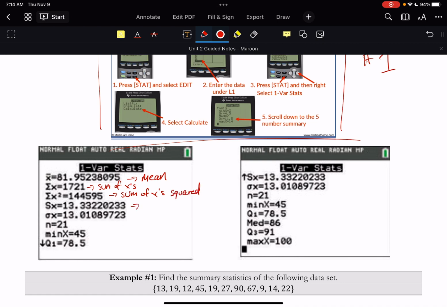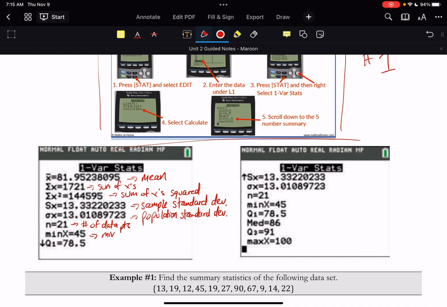Sx, like we've been talking about, is my sample standard deviation. I'm just going to write standard dev. The one below it is the population standard deviation. We're not going to talk a lot about the population standard deviation in this class. It is a little different than the sample standard deviation. In college, if you take a stats class, you'll talk a lot more about the difference between the two. n is the number of data points in your set.